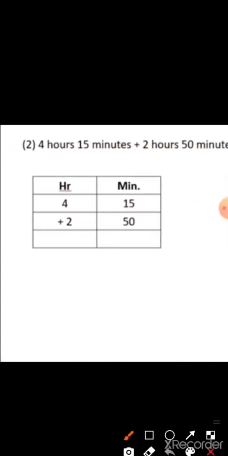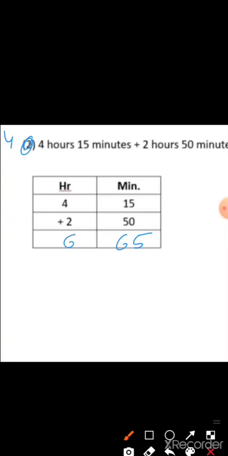Question number 4. 4 hours, 15 minutes and 2 hours, 50 minutes. Change this number. This is question number 4. In the hours column write 4, minutes column 15, hours column 2, minutes column 50. Now add 5 plus 0, 5, 1 plus 5, 6, 4 plus 2, 6.